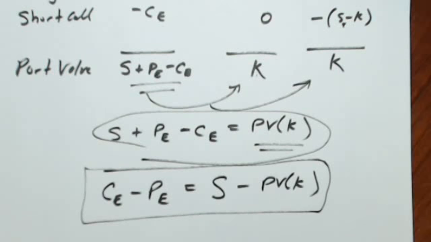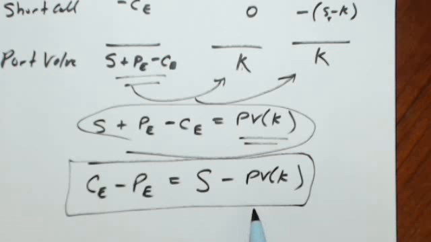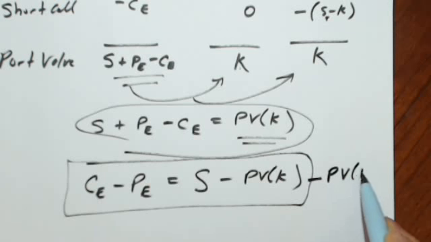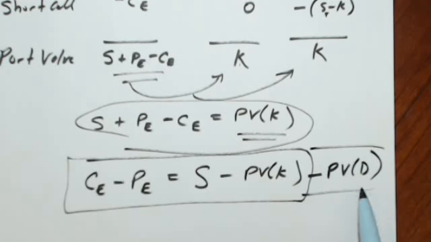Now, don't forget, if this is a dividend paying stock, as we've done with the other boundary conditions, you should just subtract off of this equation the present value of dividends. And now you have a formula adjusted for dividends. Let's go through an example.